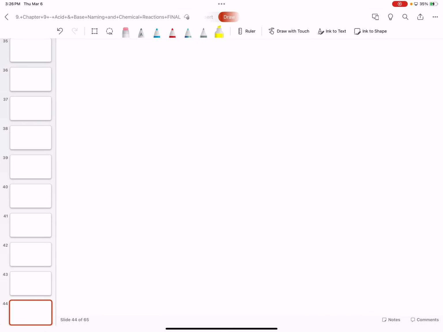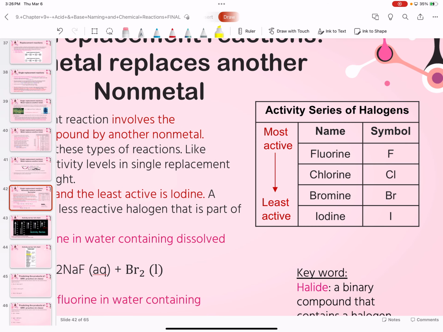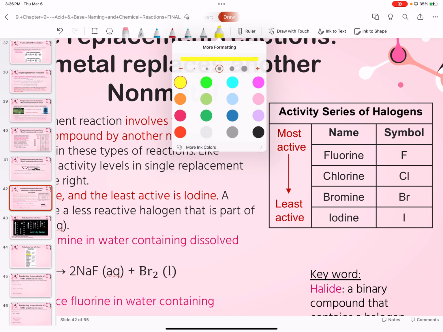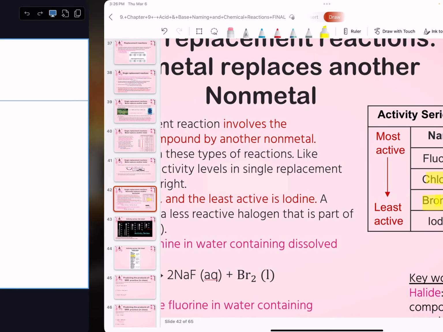So let's go back over here. Can you tell me if bromine can replace chlorine? No. So no reaction. Bromine cannot replace chlorine. Why? Bromine is lower than chlorine on the table. Again, bromine cannot replace chlorine because it's too low. Does that make sense? So, no reaction.